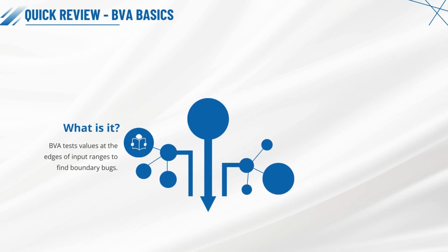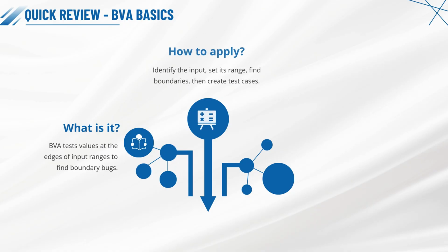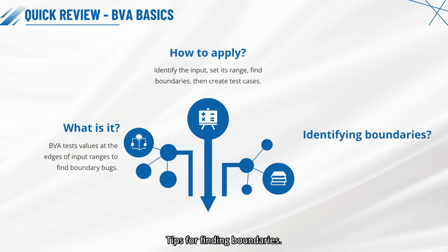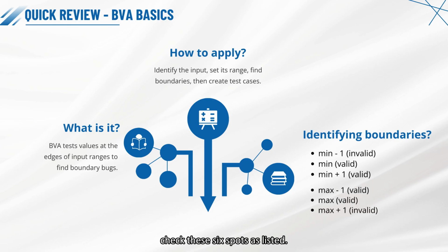What is it? BVA means testing the edges, the borderlines of input ranges, to catch those sneaky boundary bugs hiding there. How to apply BVA? Simple. Pick your input, figure out its range, spot the boundaries, then design your test cases around them. Tips for finding boundaries. For any input range from min to max, check these 6 spots, as listed. Easy, right? Test the edges, catch the bugs.